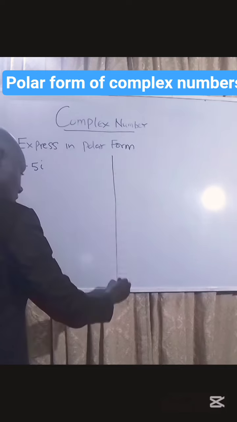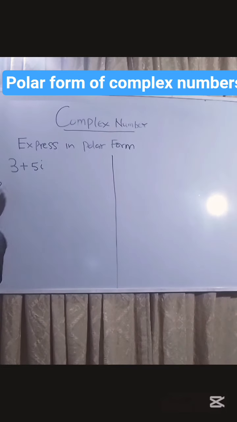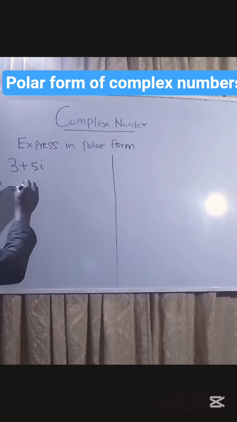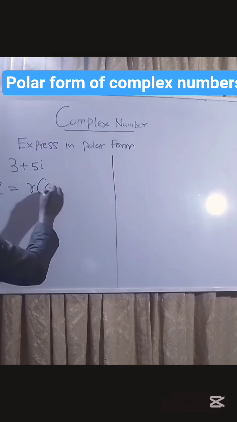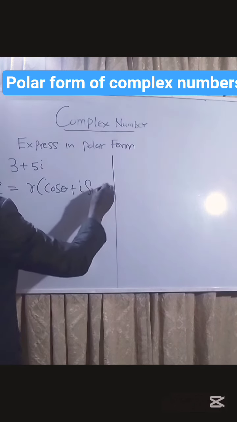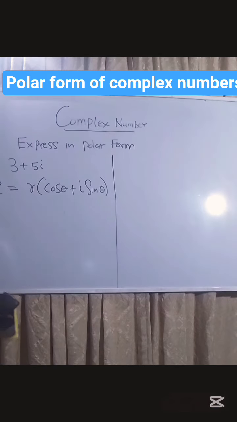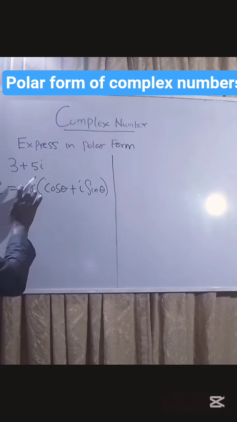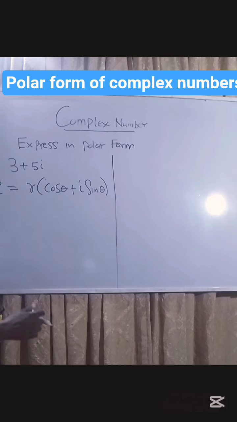Now, in the polar form, z is equal to r into cos theta plus i sin theta. This is the polar form. Now, what is r? r is the modulus of the complex number.